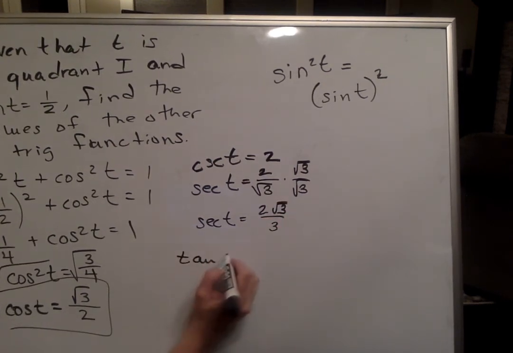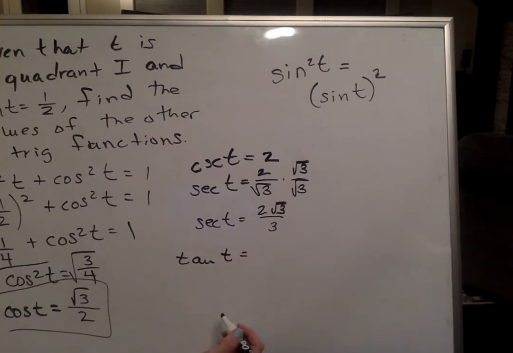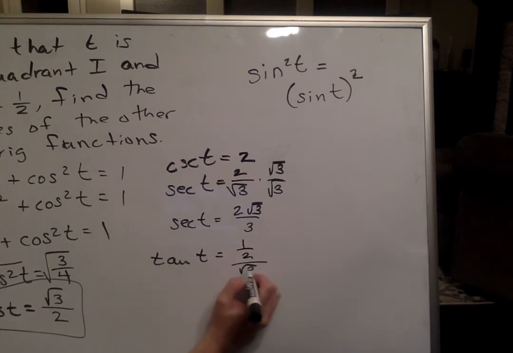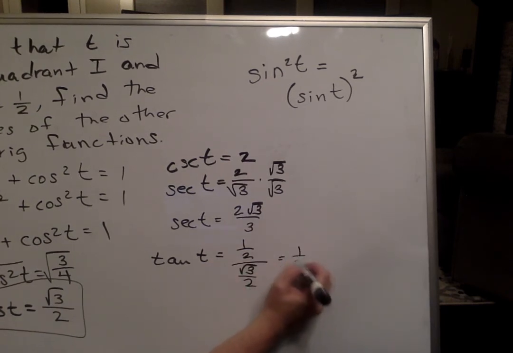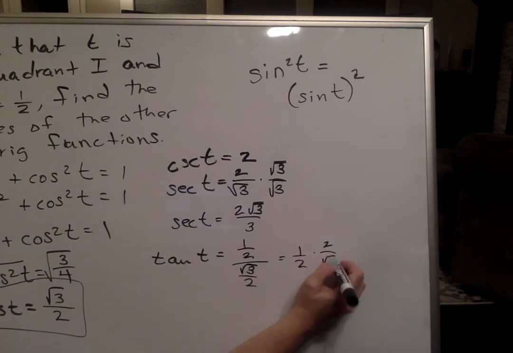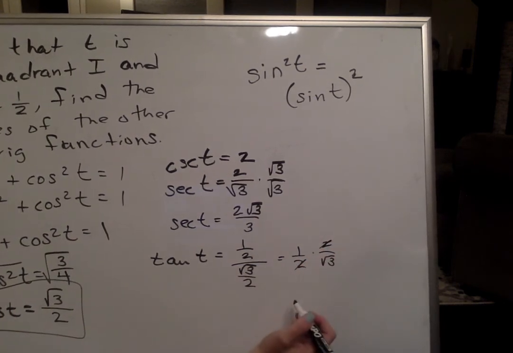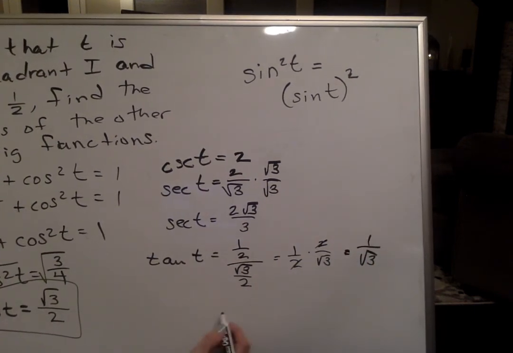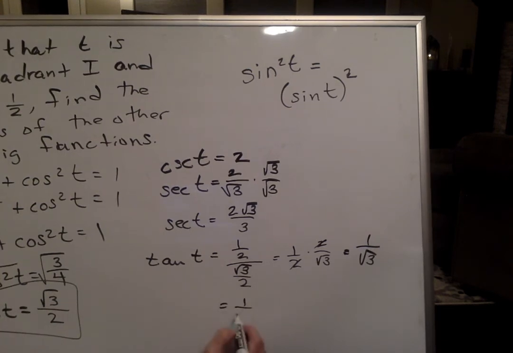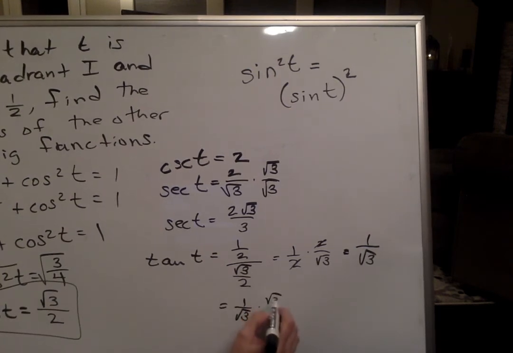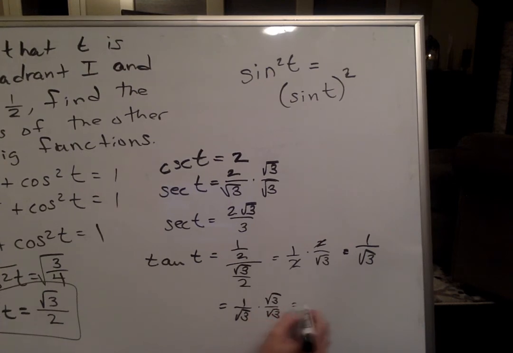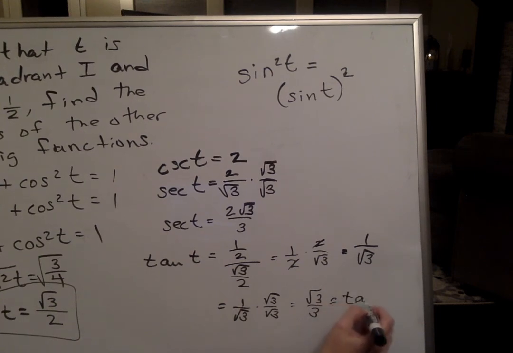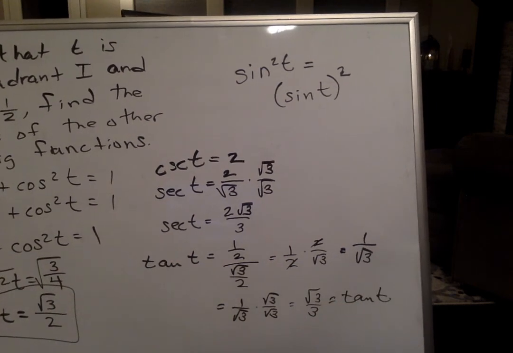We know that the tangent is sine over cosine, or in our case 1/2 divided by the square root of 3 over 2, or 1/2 times 2 over the square root of 3. When we cancel, we get 1 over the square root of 3. We will then rationalize that to end up with the square root of 3 over 3. So that, again, is our tangent.